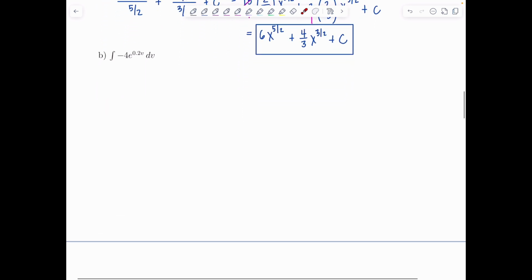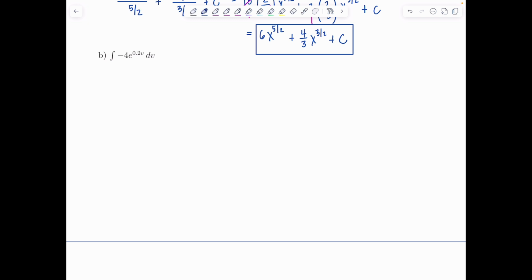Here we go. Integral -4 e to the 0.2v dv. So I'm going to give you a hint. You need to use one of those properties up top for finding an indefinite integral of an exponential function. Use the one where it's e to the kx. So our variable here in this integral is v, not x, but it's okay. It's just a different letter. They're trying to keep it interesting.